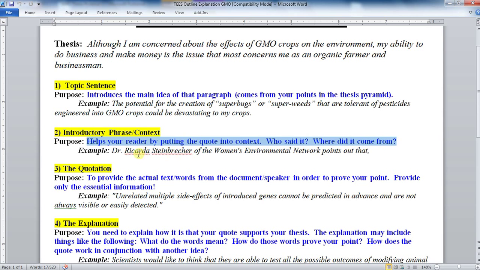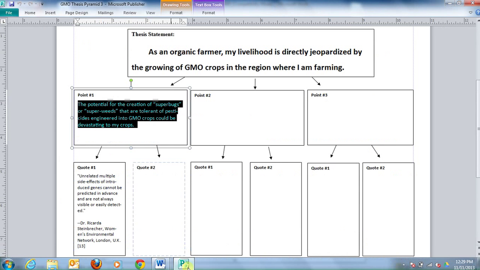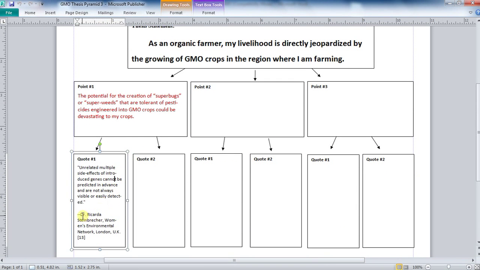So in this example, I've got Dr. Ricarda Steinbrecher of the Women's Environmental Network points out that. Now this statement also comes off of my thesis pyramid. My first piece of evidence that I've got down here in the corner, I have my source, and this piece that I highlighted down here, who said it, where it comes from, that becomes my intro phrase.